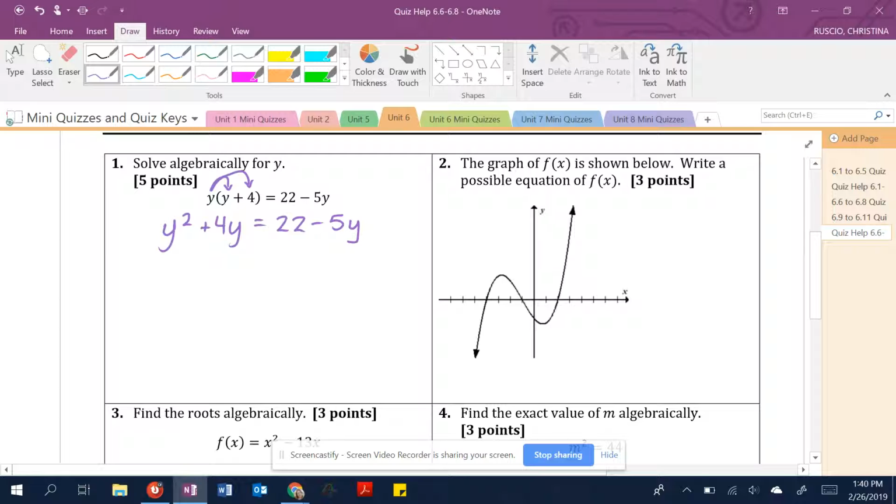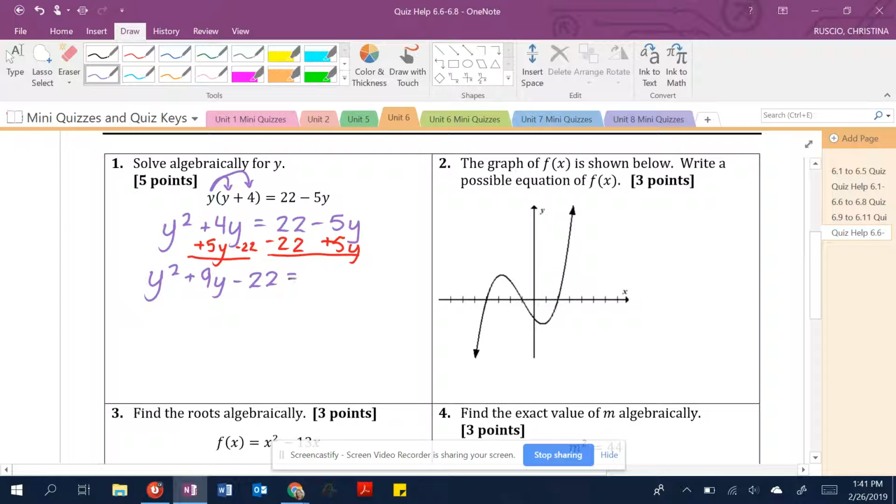Now we have a y squared, so we're going to bring everything over to the y squared party by subtracting 22 from both sides and adding 5y. So I'm going to add 5y with my other y, but I'm going to realize really quickly that there is not a 22 or a constant that can be added. So he's just going to hang out. He has no friends. So y squared plus 9y minus 22.